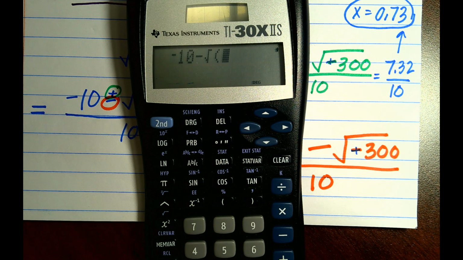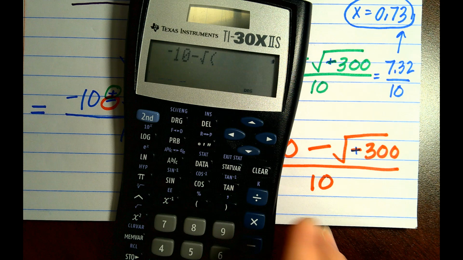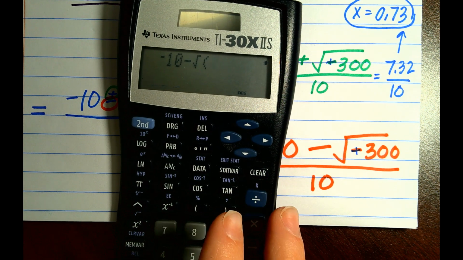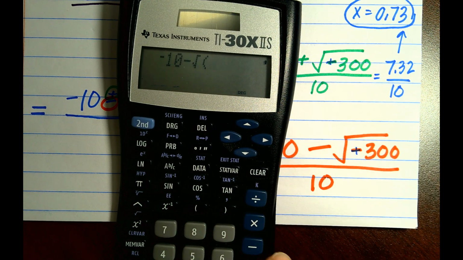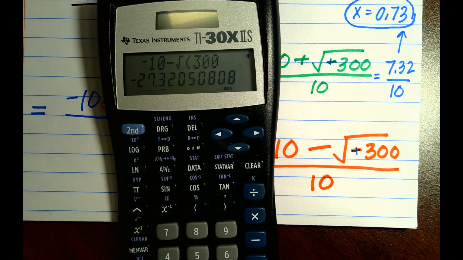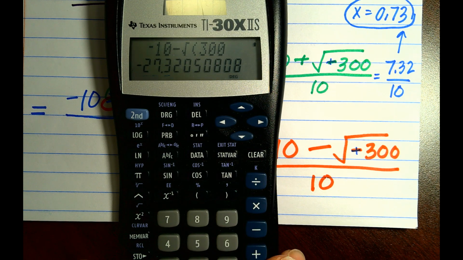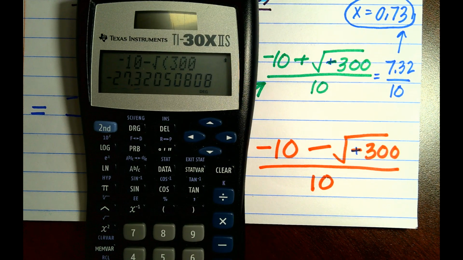Clear. All right, so yours, you're going to hit shift and this button, it looks like. Or, oh, wait a minute. You just have a button. You don't have to hit the second button. Oh, sorry. Yeah, it's that one right there. Okay. There you go. Okay, so for the next problem, I have negative 10 minus the square root of 300. And we get negative 27.32.